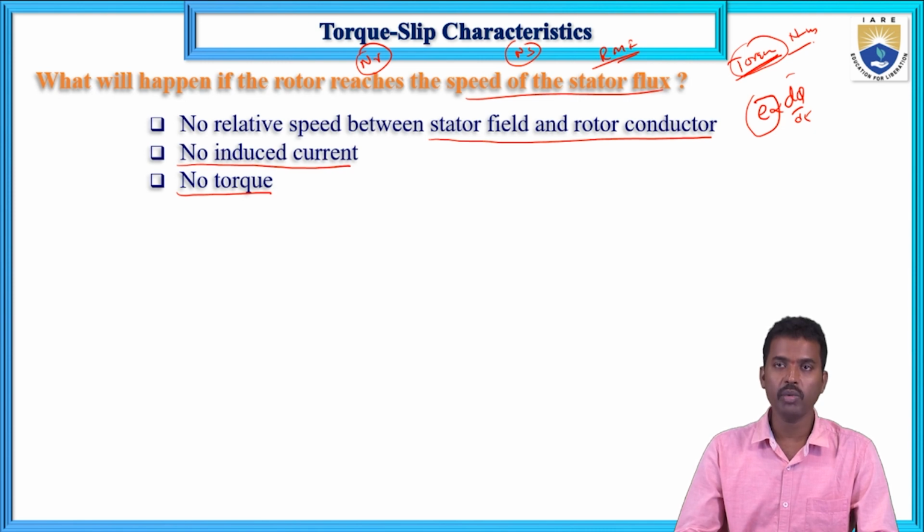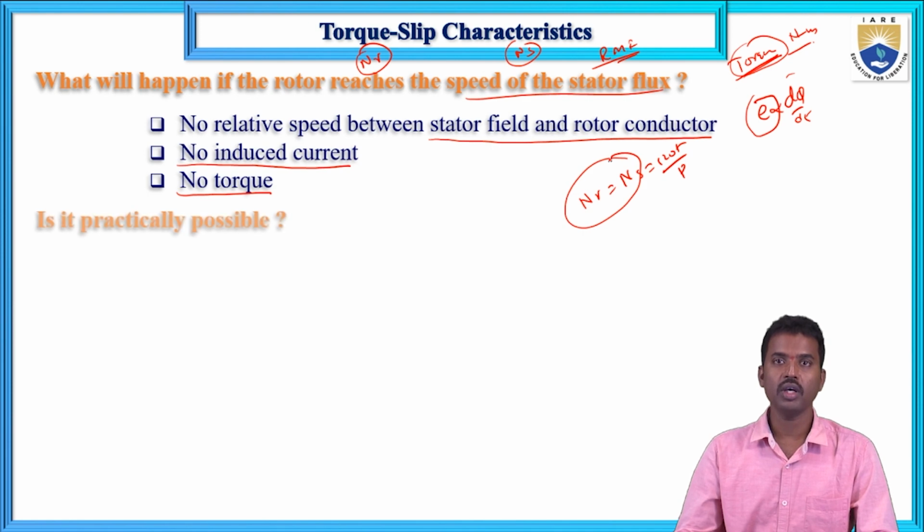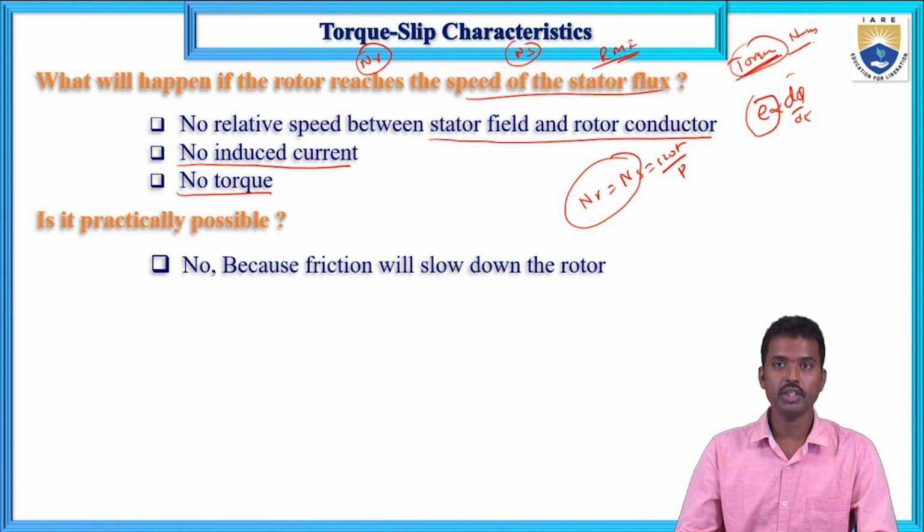There is no mechanical power, and the motor will not rotate at the shaft. If the rotor reaches the synchronous speed, Ns equals 120 f by P, and Nr equals Ns, it will not rotate. Now, is it practically possible? Second question. No, it is not possible.